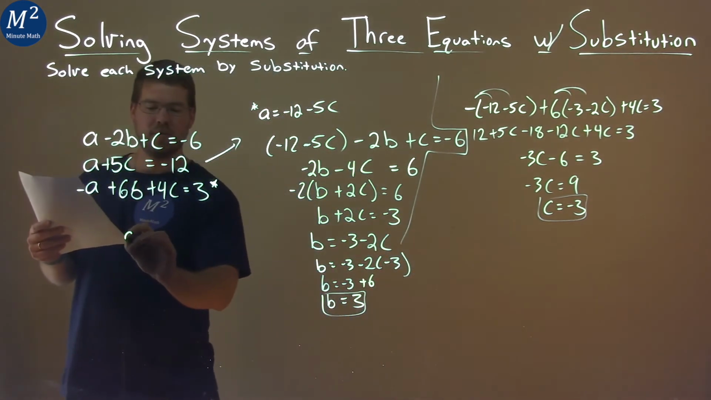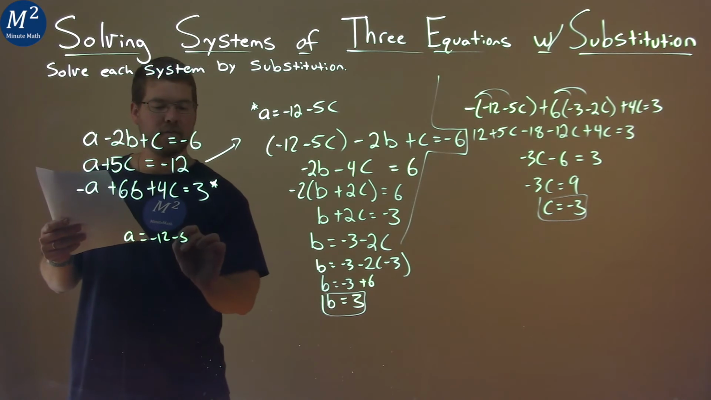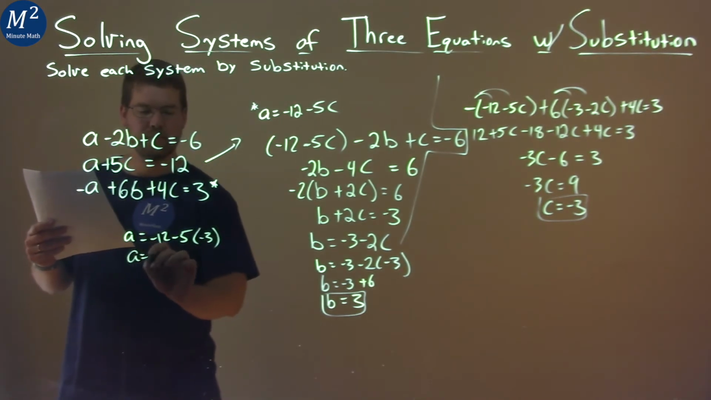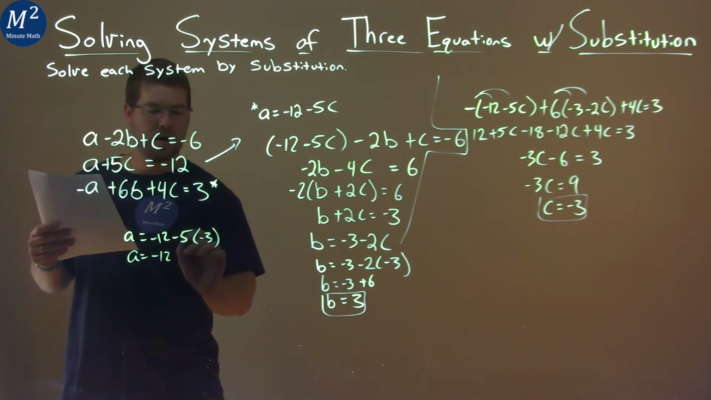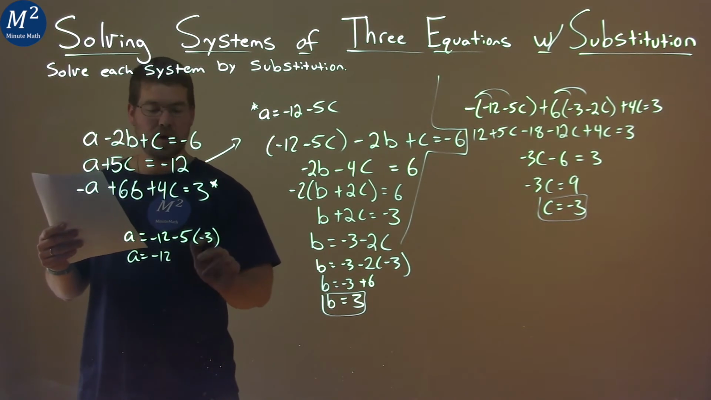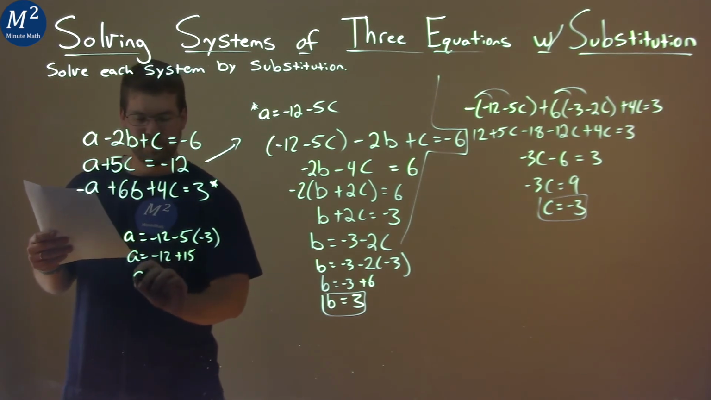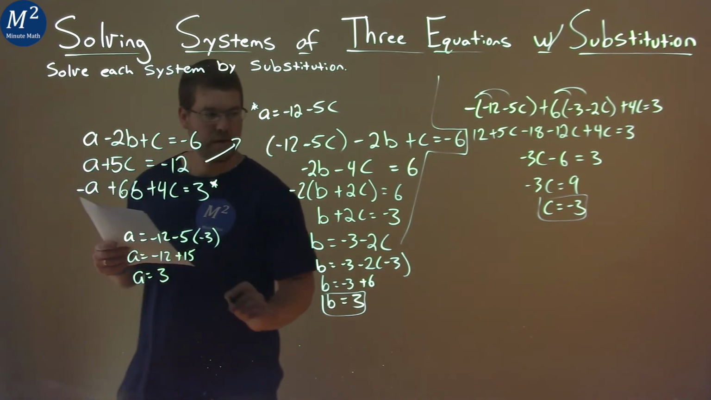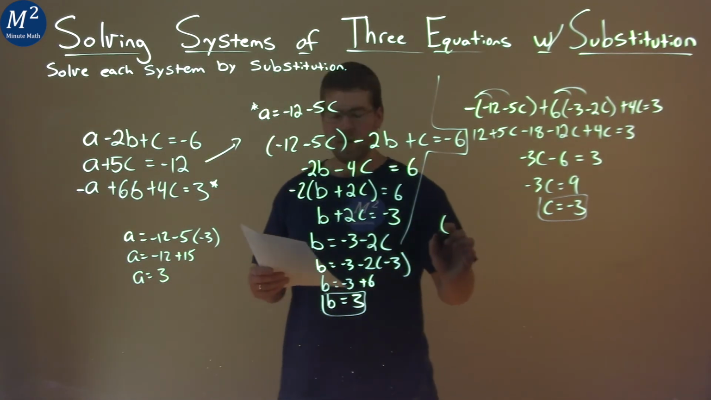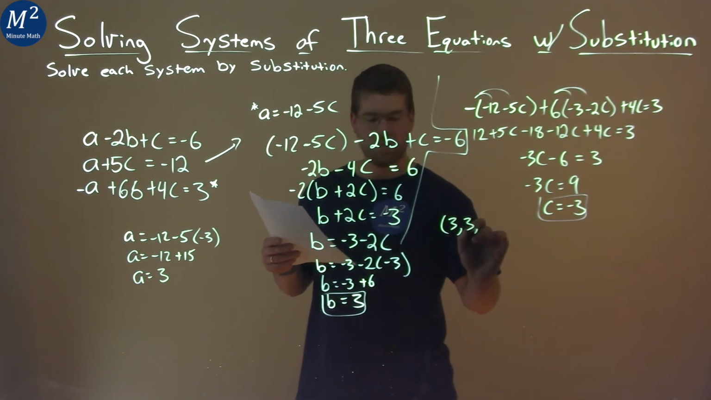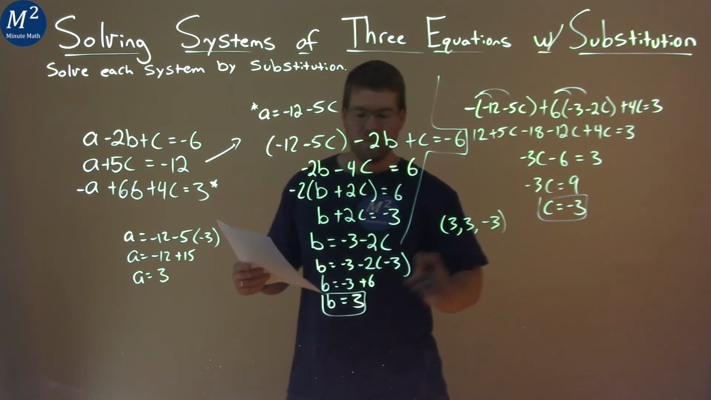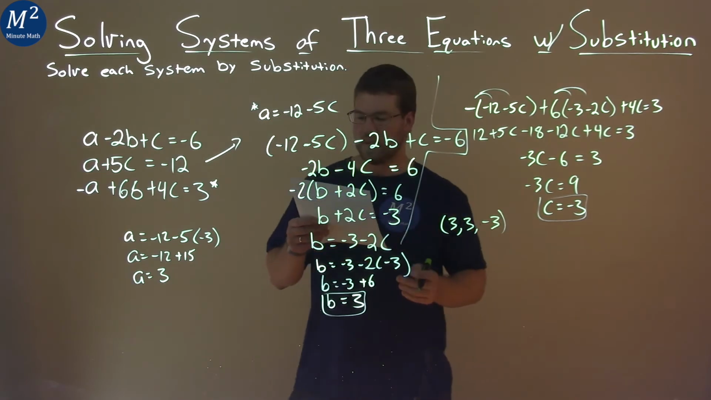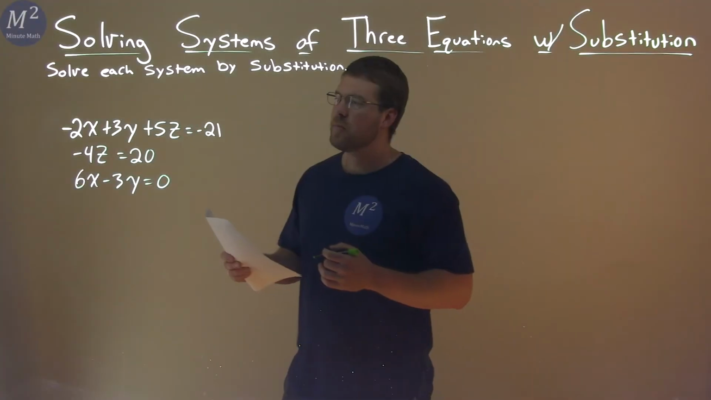So b is 3, c is negative 3, and let's go find our a. Let's rewrite what we have up here. a equals negative 12 minus 5, but instead of c, I'm putting the negative 3 that we found. Negative 12 plus, because negative 5 times negative 3 is a positive 15. And a equals negative 12 plus 15, which is a positive 3. So we can write all three of these as a coordinate point. We have 3, 3, negative 3, meaning that our final answer is a equals 3, b equals 3, and c equals negative 3.